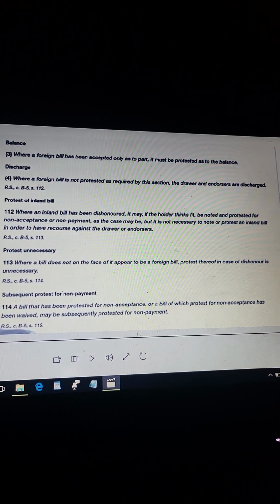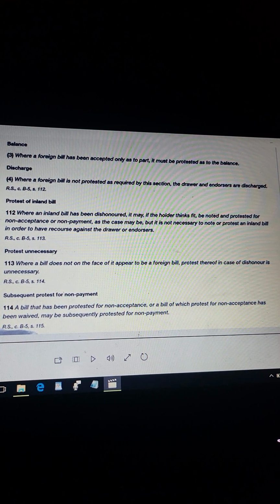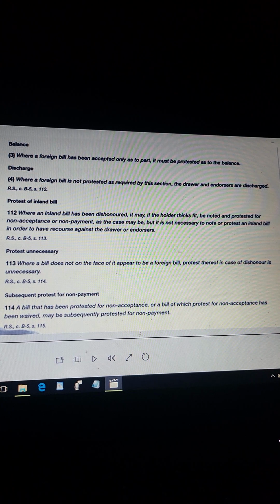Protest of inland bill. 112. Where an inland bill has been dishonored, it may, if the holder thinks fit, be noted and protested for non-acceptance or non-payment, as the case may be, but it is not necessary to note or protest an inland bill in order to have recourse against the drawer or endorsers.